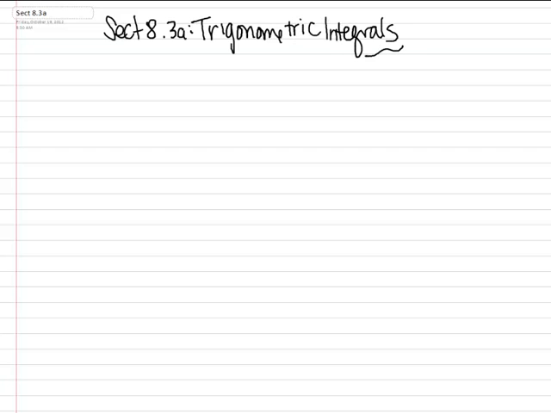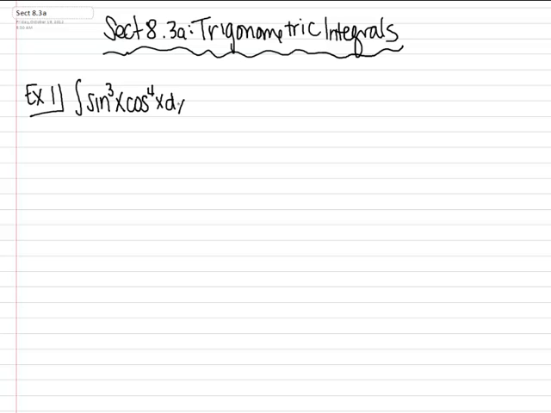Okay, we've got trig integrals today. Section 8.3a, and we're out of the Larson book. The types of trig integrals that we're going to deal with today are going to be ones that involve sine or cosine. So I'm really just going to be practicing a whole bunch of problems today and seeing how we can integrate these. So sine cubed x cosine to the fourth x dx.